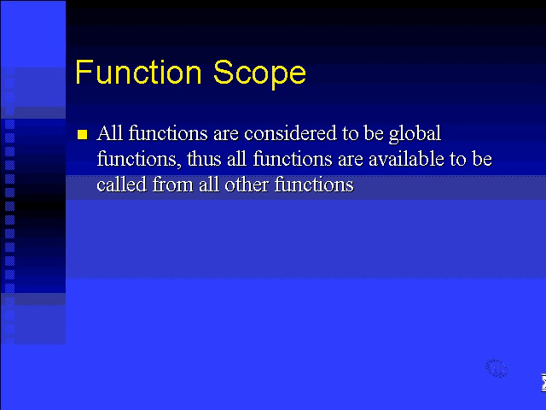All functions are considered to be global functions. That's pretty much it. Thus, all functions are available to be called from all other functions. There's no such thing as a local function or a function within a function. There is something called a static function, and I'm going to show that to you shortly. There's also something called a static variable, and that does slightly adjust this particular rule, but for the purposes of what we know so far, all functions are global functions. Okay, so their scope is, well, everything, the entire program.